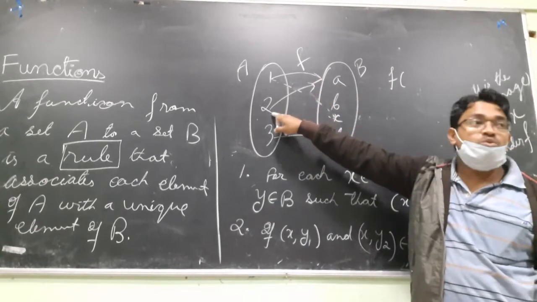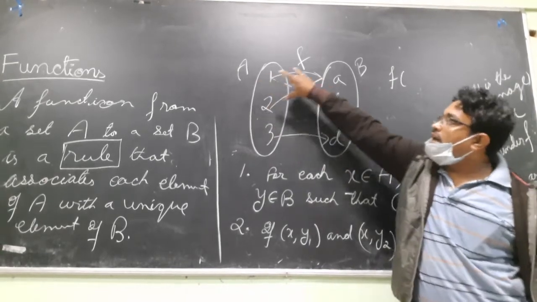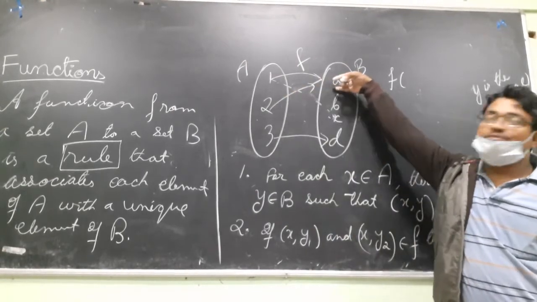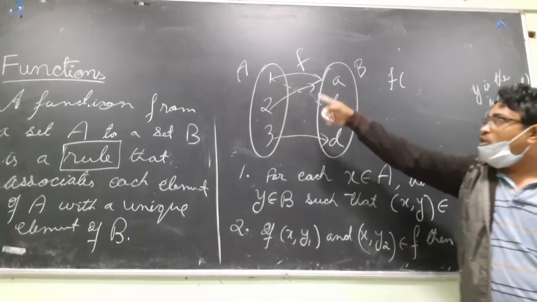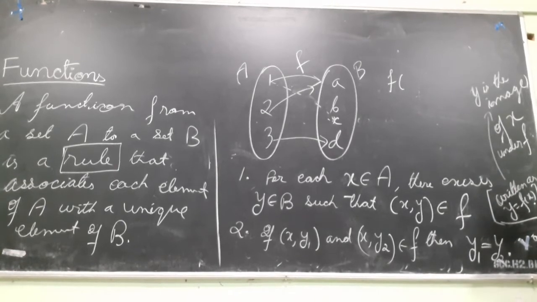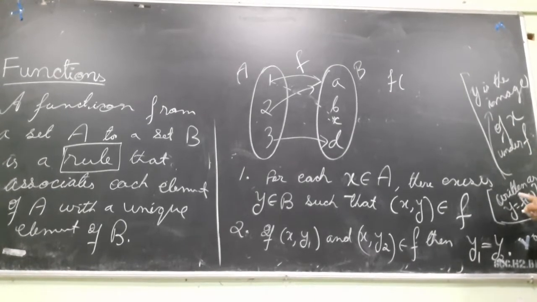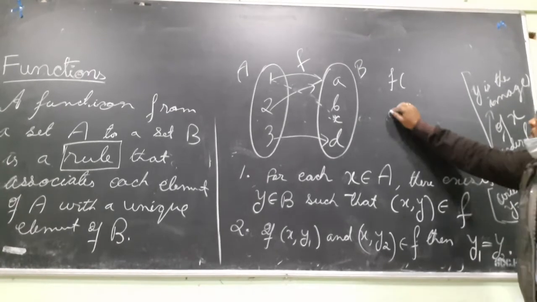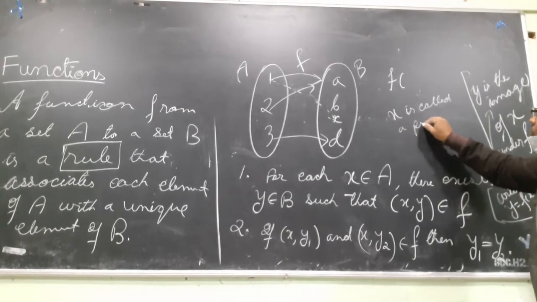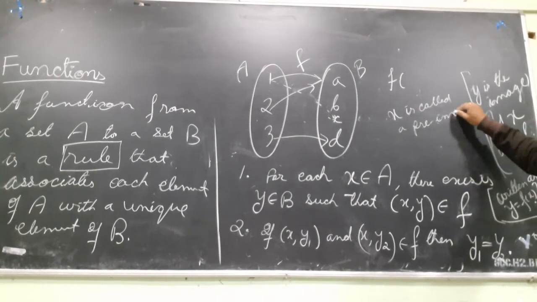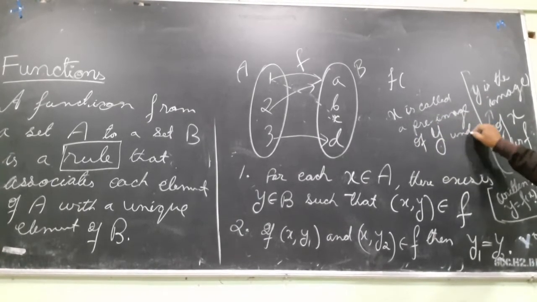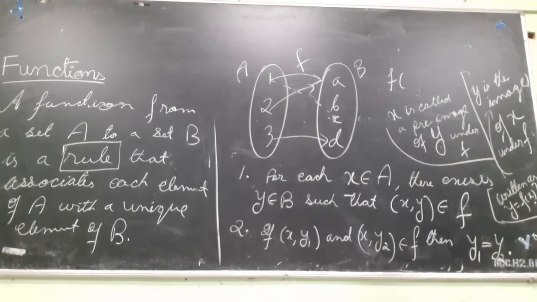A is the image of 2 also. So two different elements can have the same image, no problem for that. But the same element cannot have two different images. So y is the image of x under f, and x also has a name. x is called a pre-image of y under f. So these are the names given.